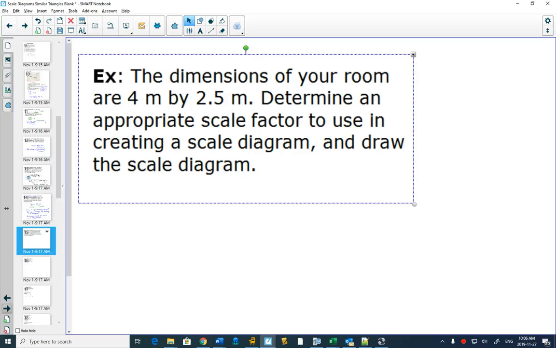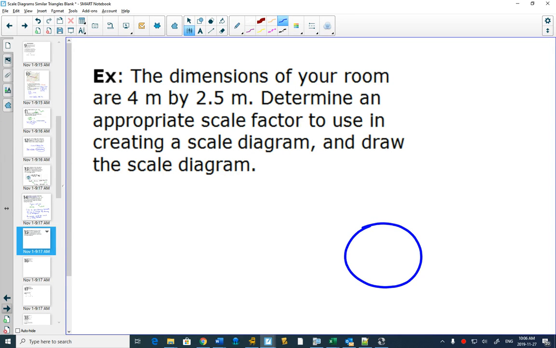Okay? Now, why would this be a bad shape to draw your room? That's a circle? Is that 4 meters by 2.5 meters? No. Okay? We need to come up with a scale so that it draws nicely on our piece of paper.